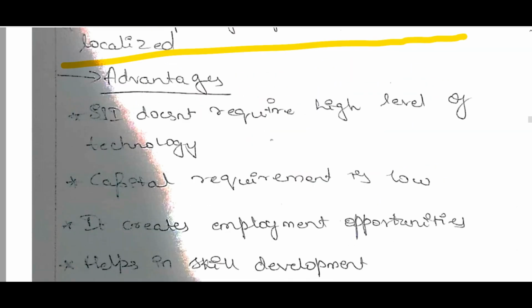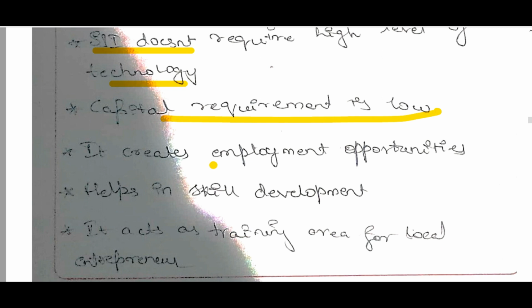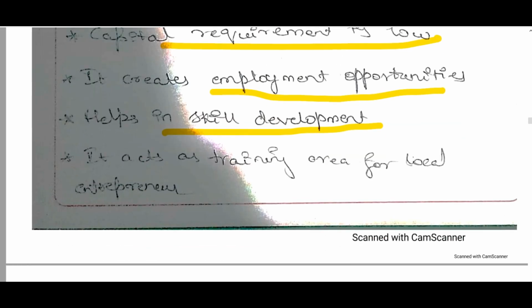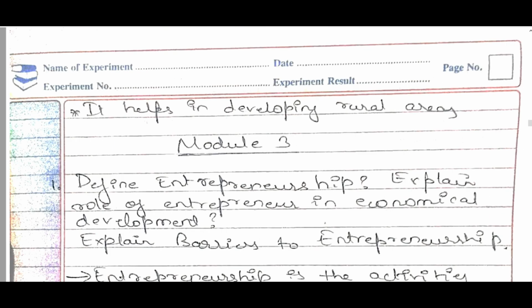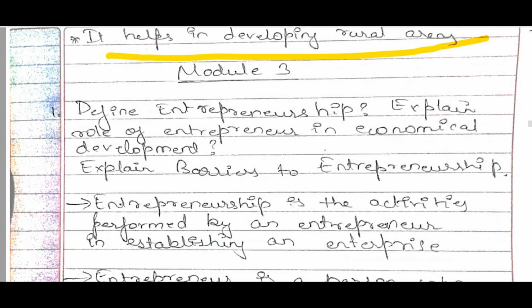Advantages. Small scale industries do not require a high level of technology. Capital investment is low. It creates employment opportunities. Employment opportunities is common for all the characteristics and advantages in this subject. Helps in skill development. It acts as a training area for local entrepreneurs. It helps in developing rural areas. So this is the end of fifth module. So the next module is module 3.